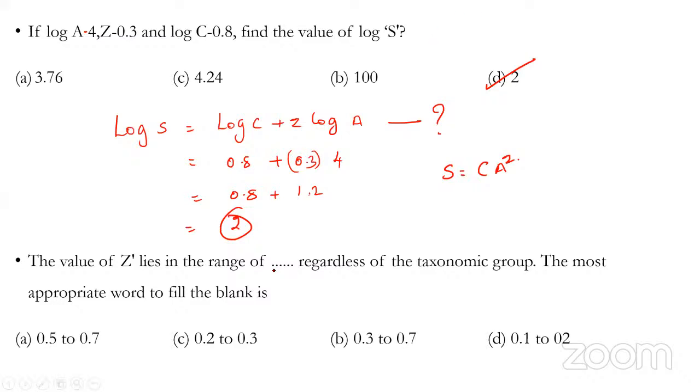The value of Z lies in the range of dash regardless of the taxonomic group, which means what is the normal value of Z? The normal value of Z will be 0.1 to 0.2. So the answer for this should be D. Also remember the Z value in some other cases. For example, what is the Z value of frugivorous forests? Can I get a quick reply? Frugivorous forest means the forest where fruit-eating animals are more. What is the Z value there?